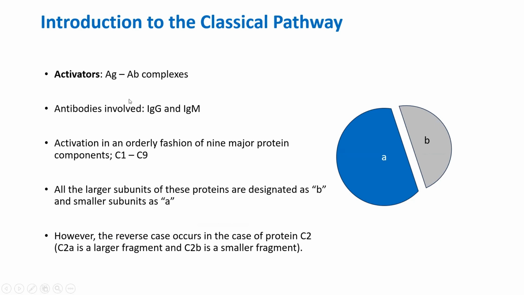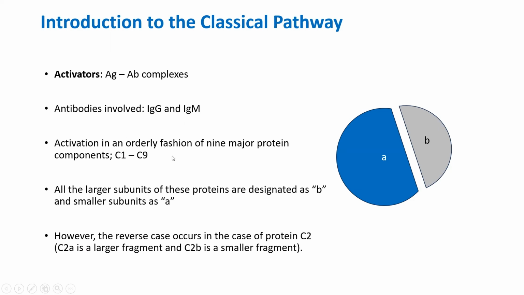It is important to note that only some antibodies can work for the classical pathway, not all of them. IgG, or immunoglobulin G, and immunoglobulin M are the only ones whose Fc portion, the fragment crystallizable, has the receptors for the complement proteins. The other ones do not have them, and therefore will not initiate the classical pathway. So you require IgG or IgM for this pathway to proceed.